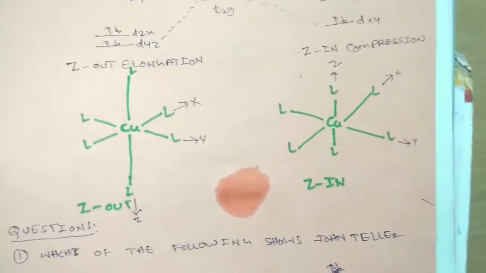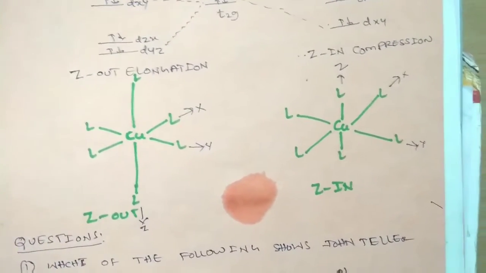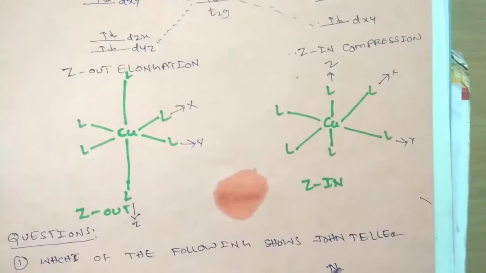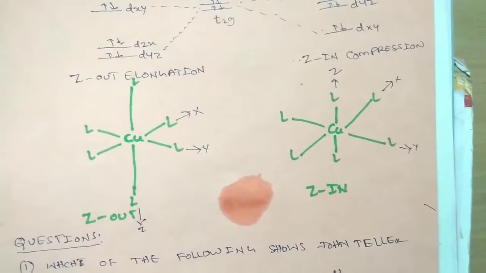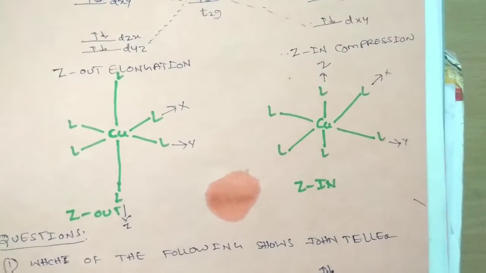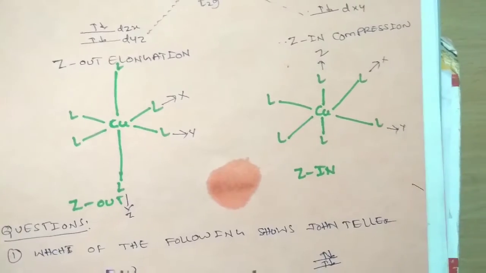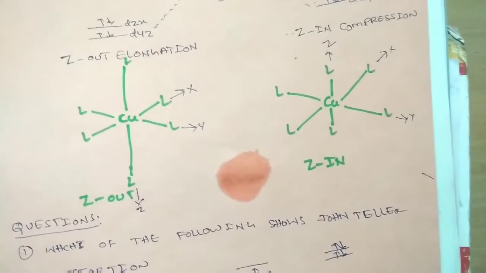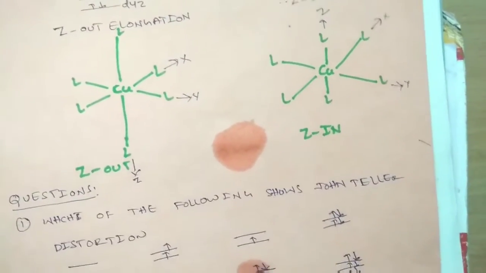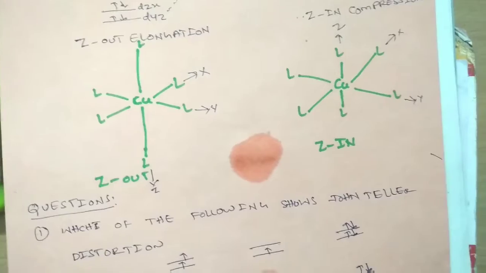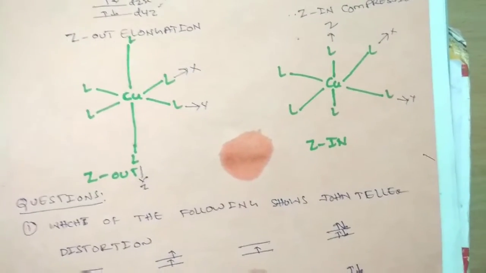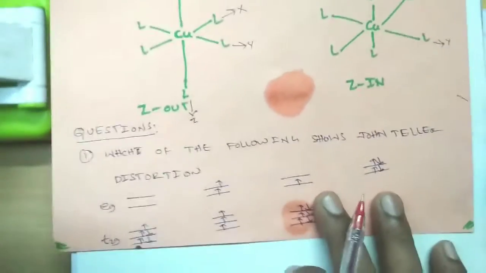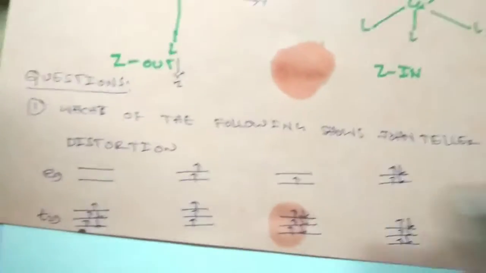Okay, students, I hope you understood the definition of Jahn-Teller effect. The Jahn-Teller effect is mainly because of asymmetric arrangement of electrons in d orbitals. When asymmetric arrangement is there, then you will see the distortions of metal ligand bonds along coordinate axis. Okay, so let us see some questions regarding Jahn-Teller effect.